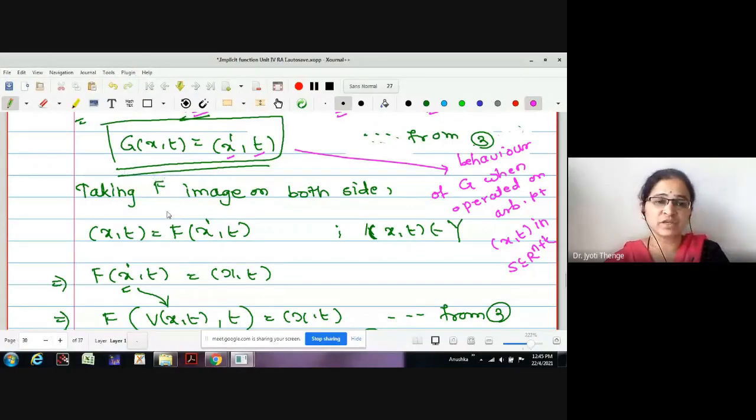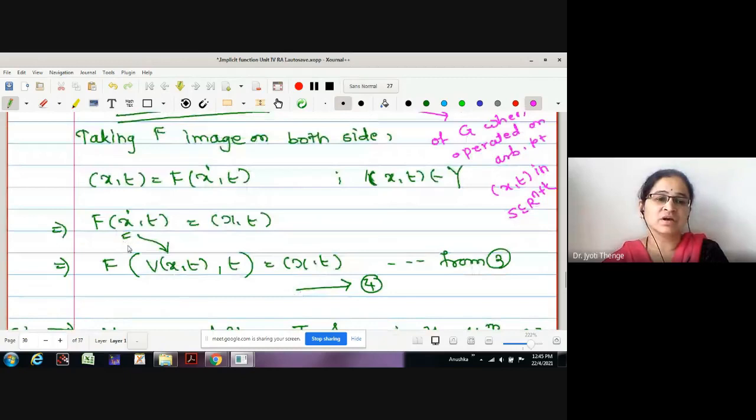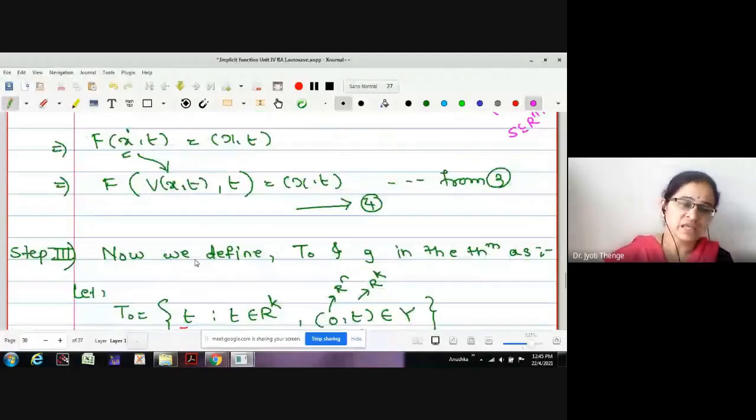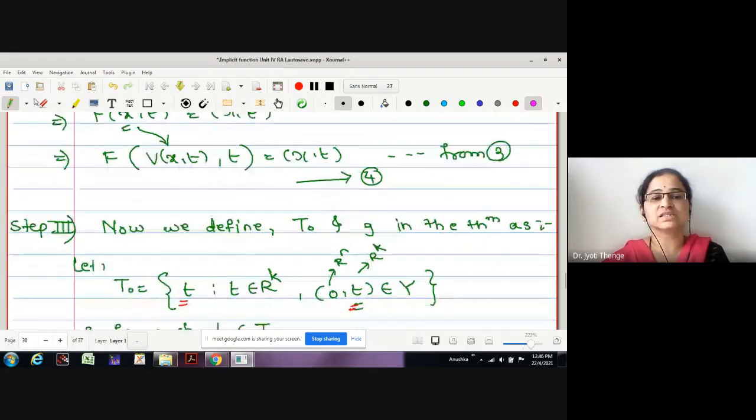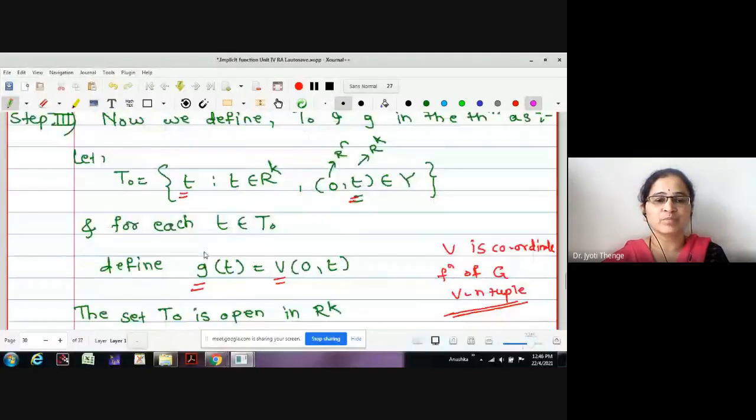Now taking f image on both the sides, what have we obtained? The left side is f of G of (x,t), which is (x,t), which gives me f of (x',t). But what is x'? v of (x,t), we have already proved. Let me call it statement number 4. In the second step, we have used the inverse function theorem. We have been given the existence of G. First, we have written G in terms of components, and we have found how the components (v,w) behave. Once we understand how (v,w) behaves, we can easily check how G behaves. And knowing the nature of G, we have found this statement: f of (v of (x,t), t) equals (x,t). This is important for the sake of proving one of the points in the statement.